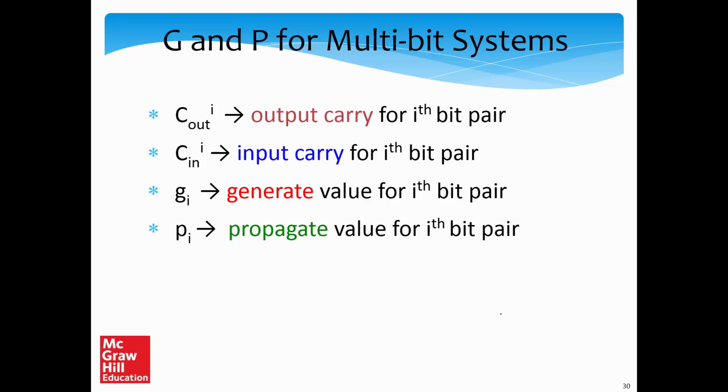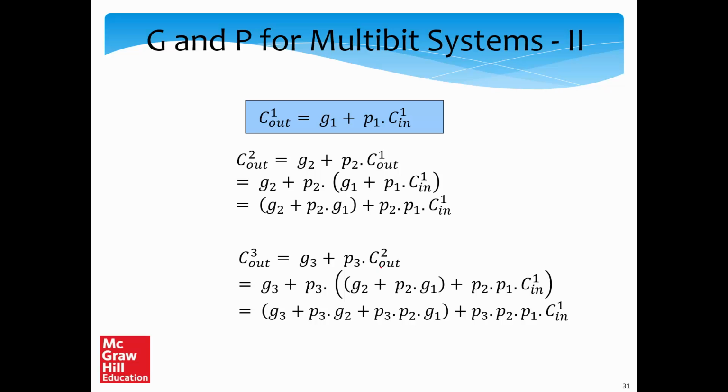Similarly, Gi is the generate function for the ith bit pair, and Pi is the value of the propagate function for the ith bit pair. A bit pair is a pair of bits, so when you are adding, we have multiple bits of A and multiple bits of B, right? So one corresponding pair of bits is called a bit pair. So now let's write some basic equations for multi-bit systems and let's see what it looks like.